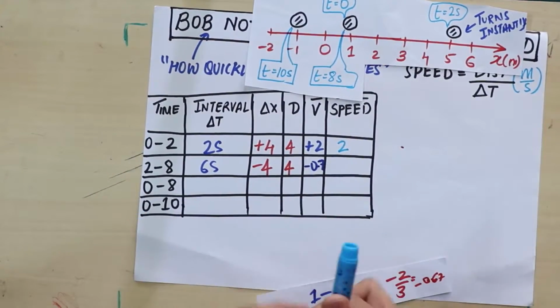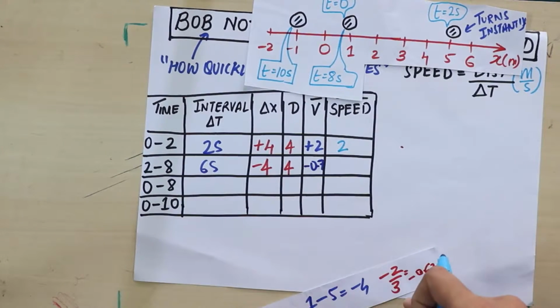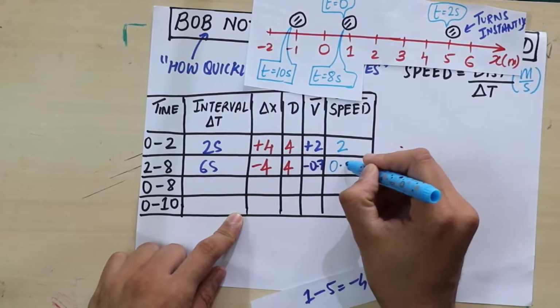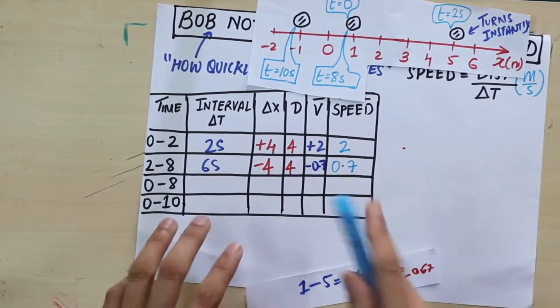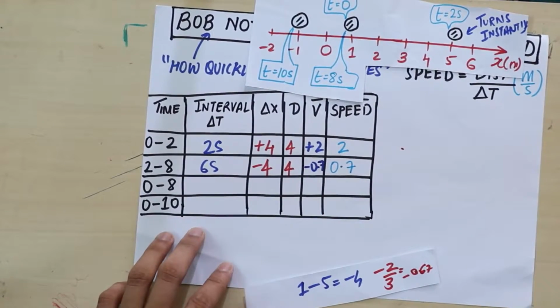Okay. What's the average speed? Well, average speed is also 4 by 6. So 4 by 6 is the same as 2 by 3. You get the same answer, 0.7. Alright. Notice now there's a difference. There is no sign here, but there's a negative sign there.